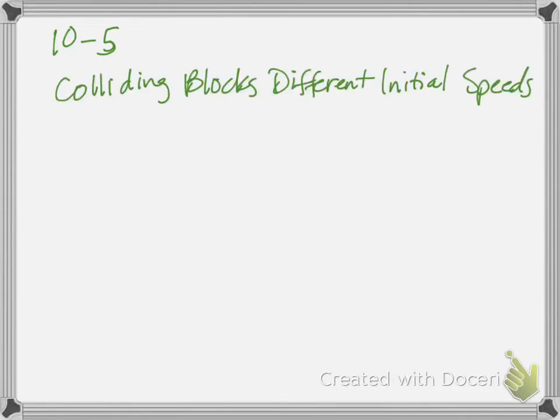This is 10-5, colliding blocks and different initial speeds. Now, there are some kind of cringy parts of this FRQ, but there are also some good parts. So I'm going to use it, and I'll explain as best I can the parts that are, like I said, kind of cringy. So we've got an experiment here, case 1.